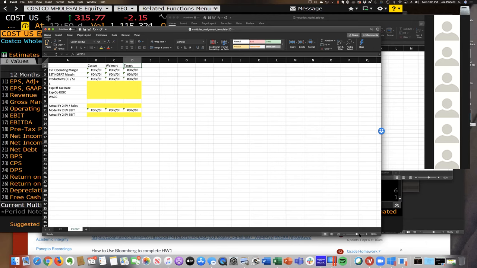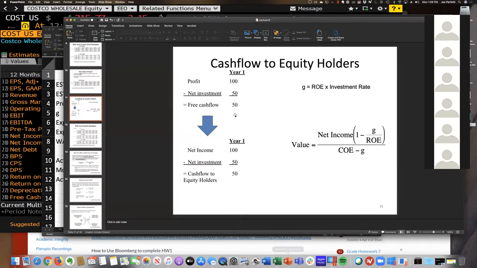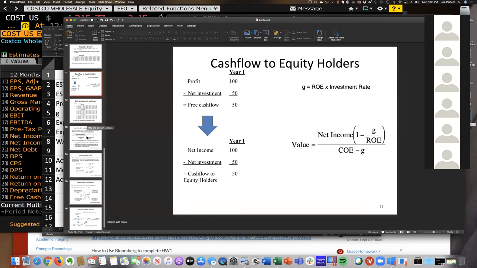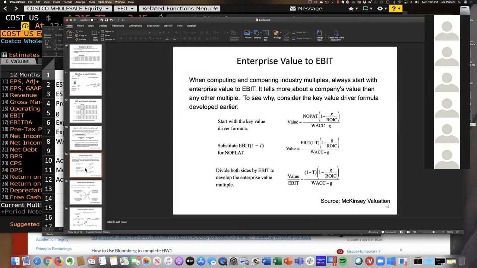Okay. So continuing on, let's go back to our content here. So again, we do enterprise value multiples. This from the book is the derivation for EV to EBIT. I'd actually shown you the slide about a month ago, we built into our valuation model the EV to EBIT tab and the assumptions to solve for G. And this was the idea. If we took our enterprise value multiple, how do we get to EV to EBIT? Key value driver equation: NOPLAT is just EBIT times 1 minus the tax rate. Divide both sides by EBIT. EBIT cancels out. Enterprise value to EBIT is 1 minus tax rate times 1 minus G over ROIC, divided by WACC minus G.